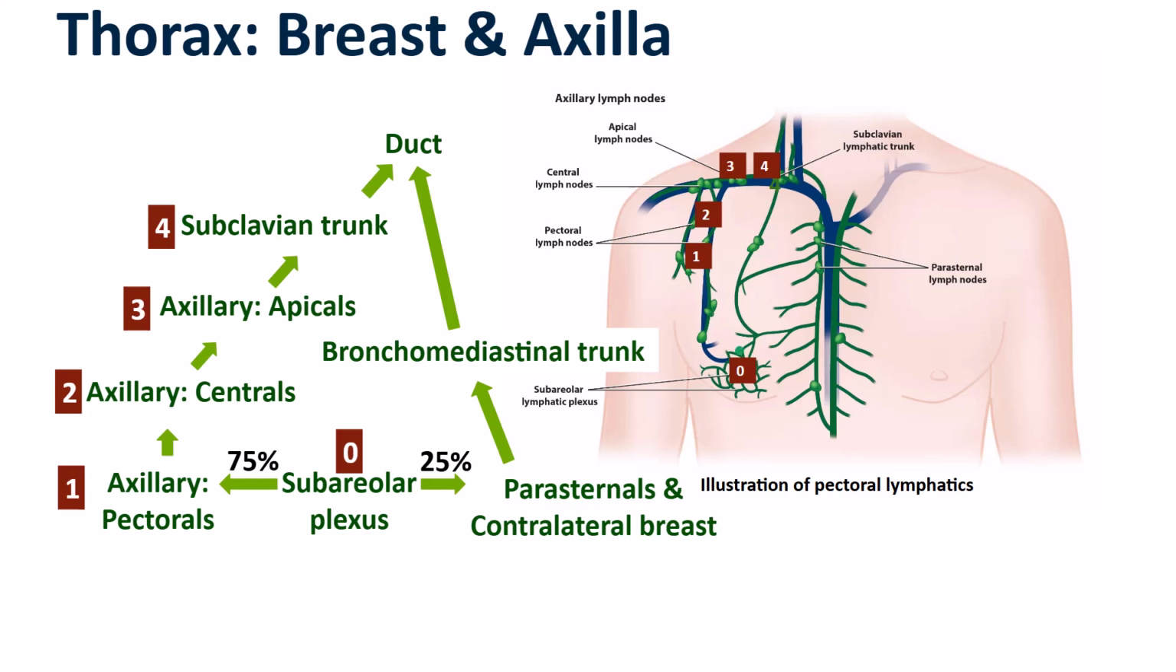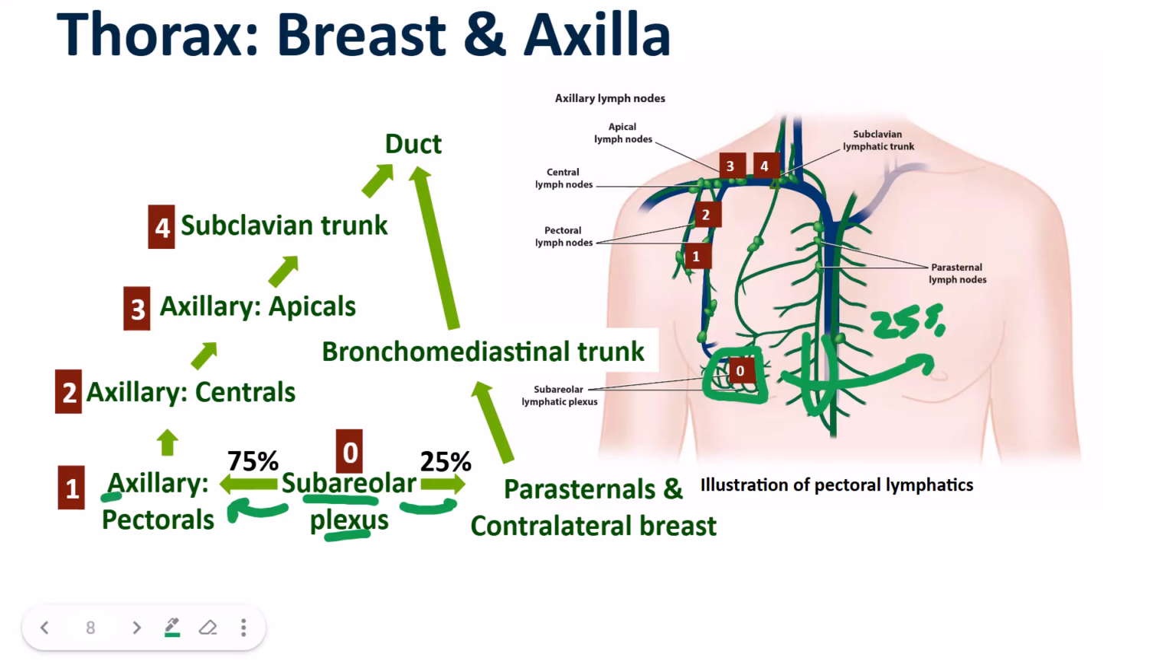So let's start here at 0. This is the subareolar lymphatic plexus. So that's within the breast, deep to the areola. At the subareolar plexus, 3/4 of that lymph, 75%, will move to the axillary group, whereas 1/4, 25%, will move to either peristernal nodes or the contralateral breast. Let's take a look at the 3/4 that are moving to the axillary group.